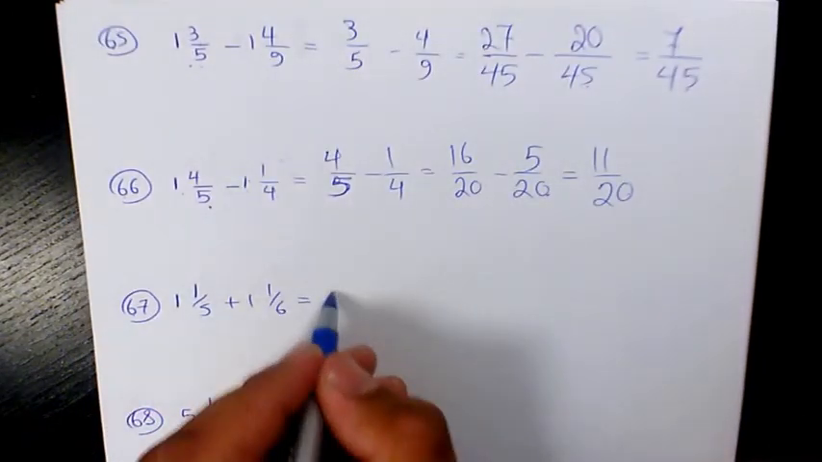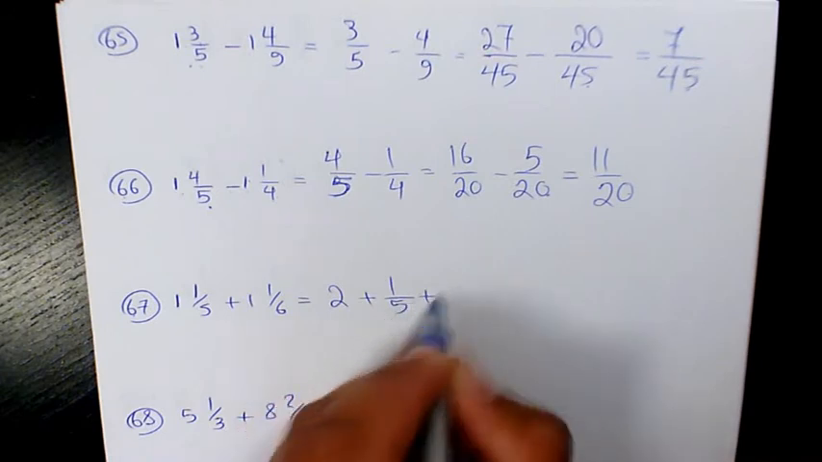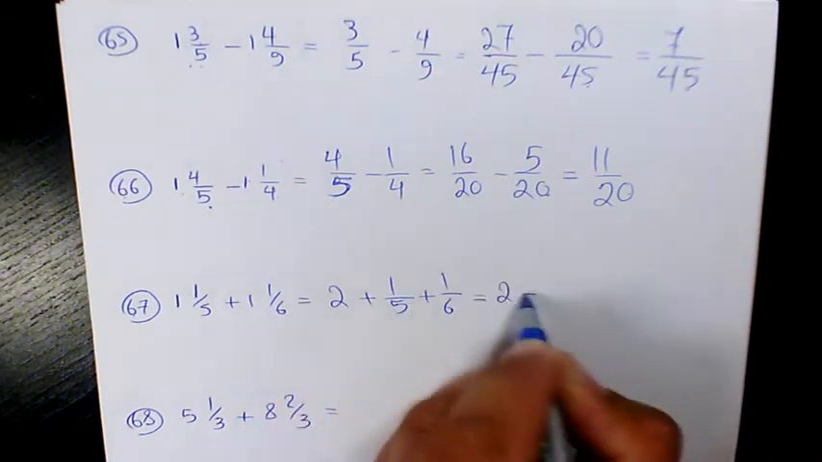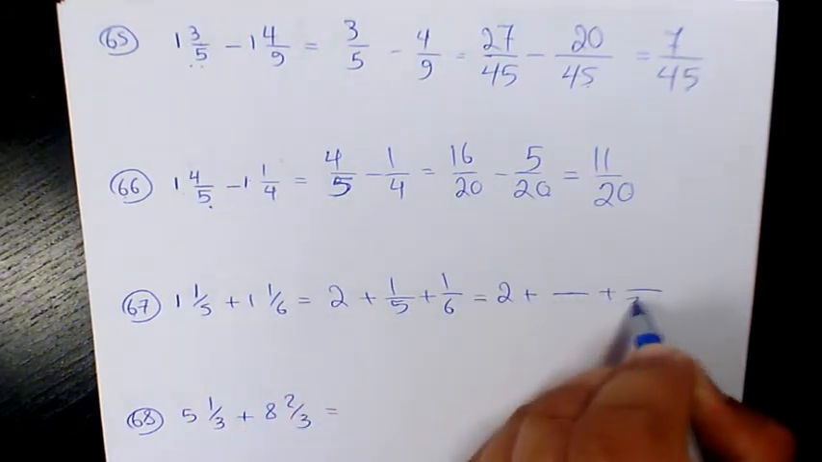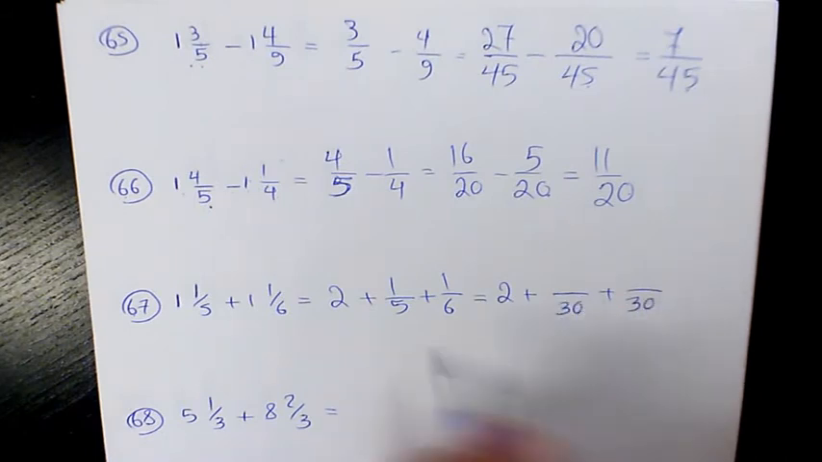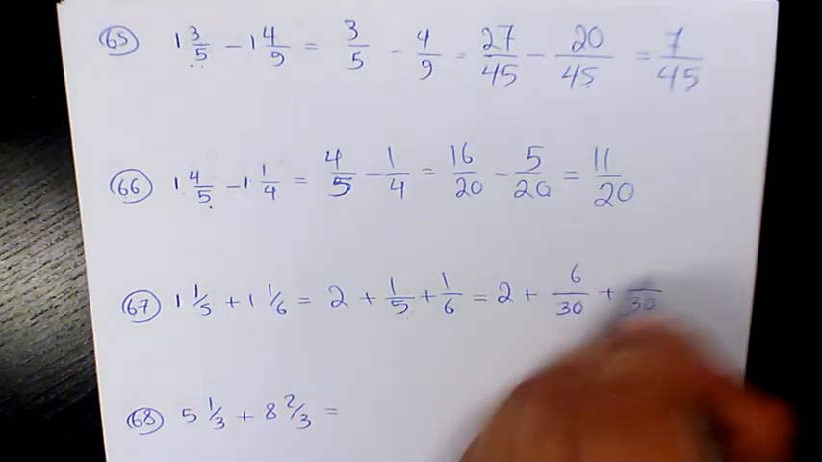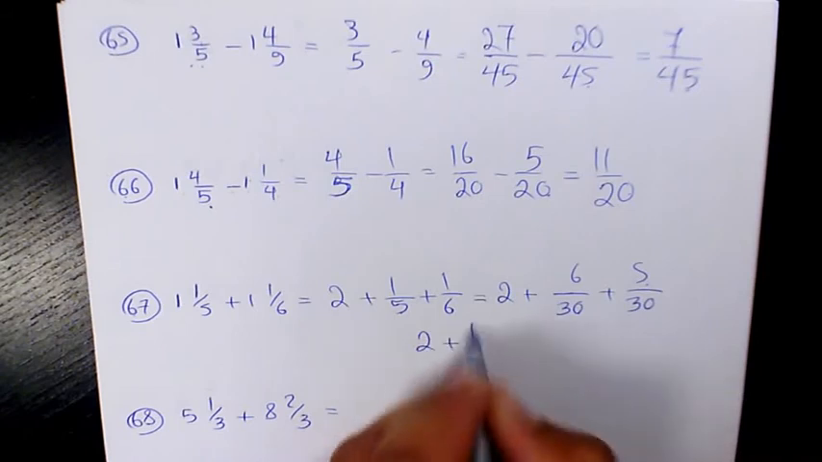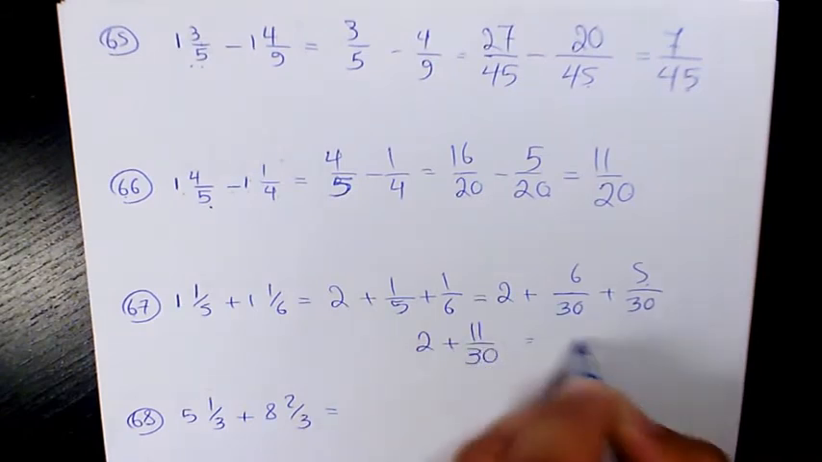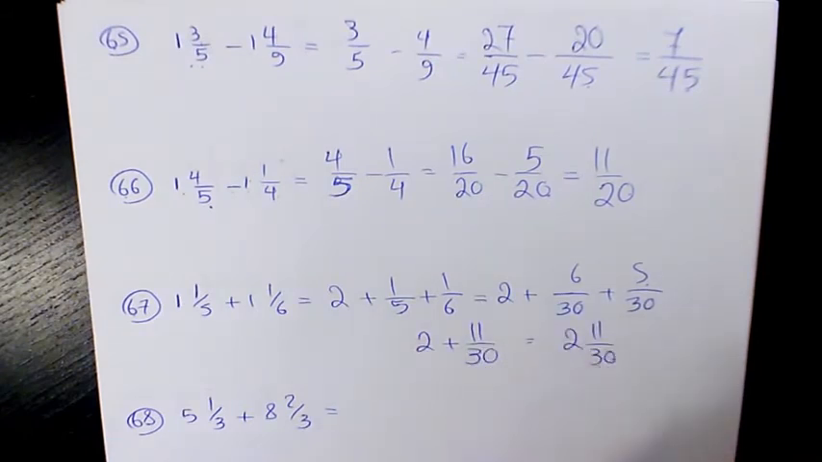1 plus 1, 2. Plus 1 over 5 plus 1 over 6. Which is going to be 2 plus 30. 30. 5 times 6. 6. 5. 2 plus 11 over 30. So it's going to be 2 11/30.